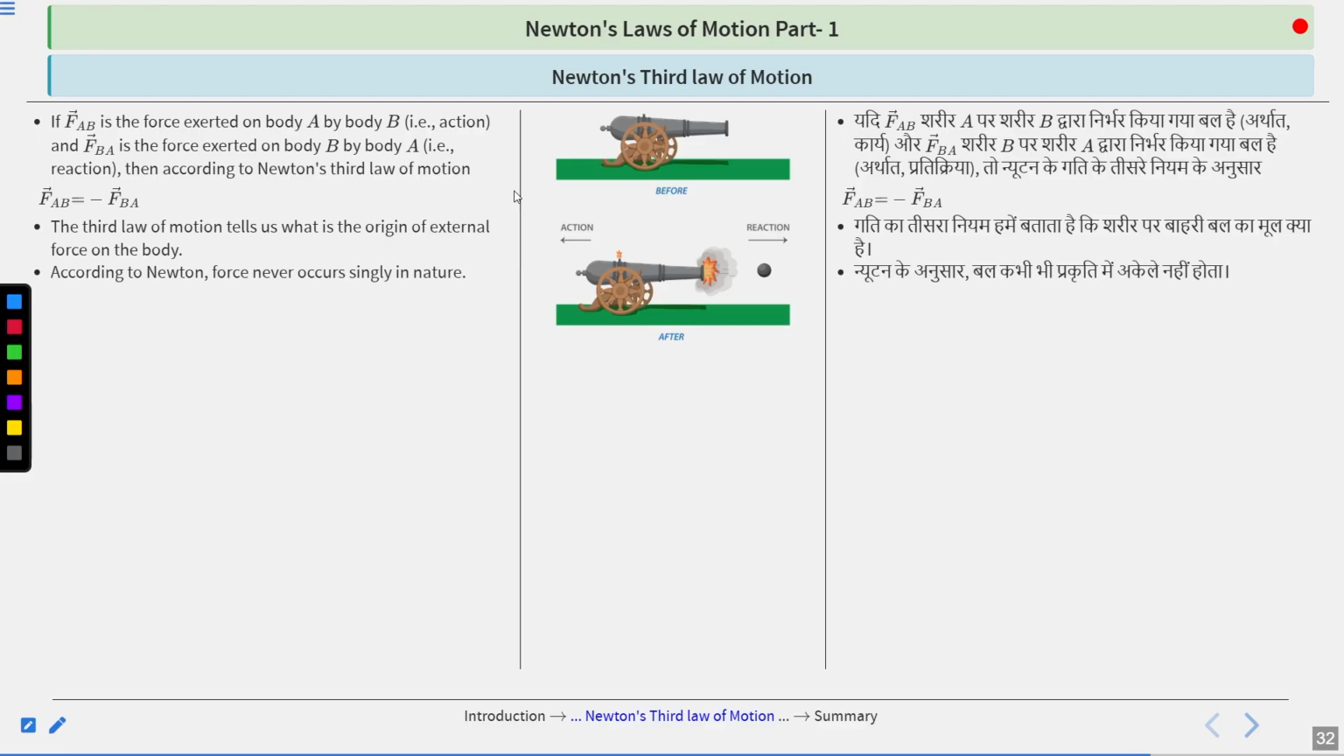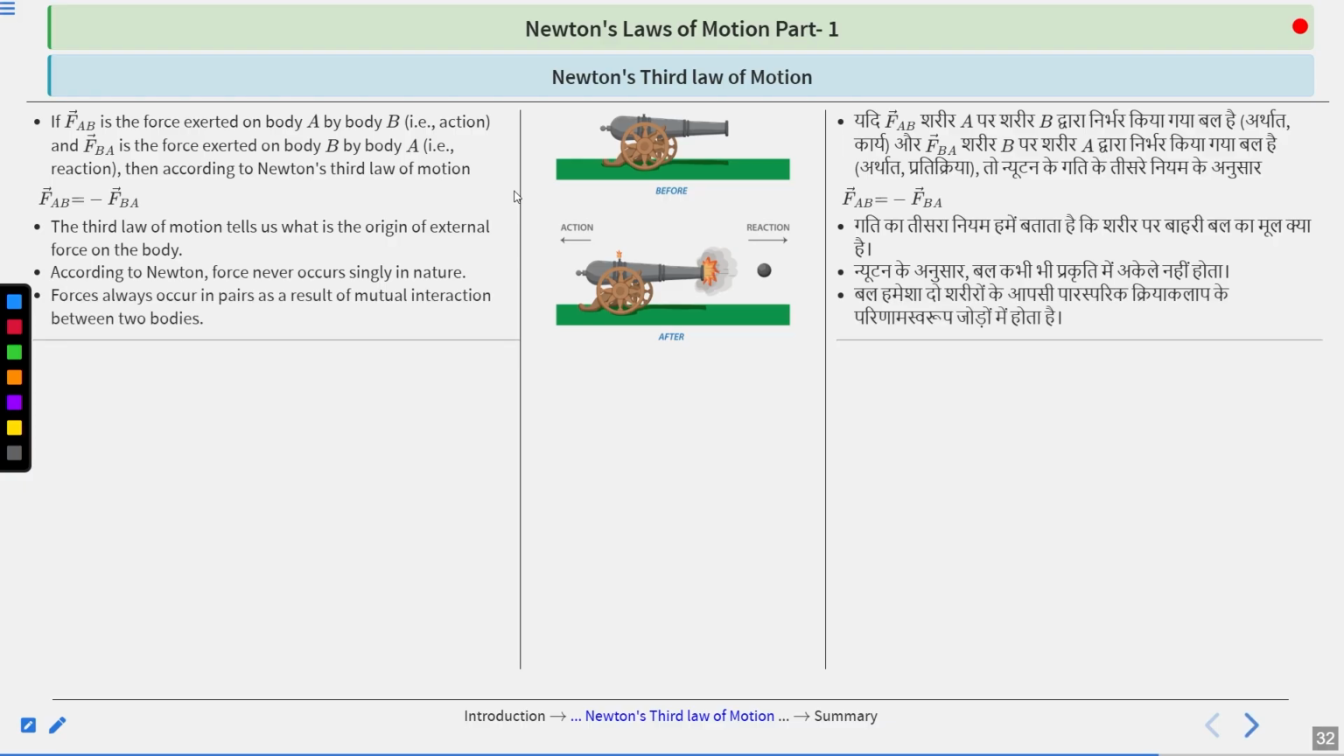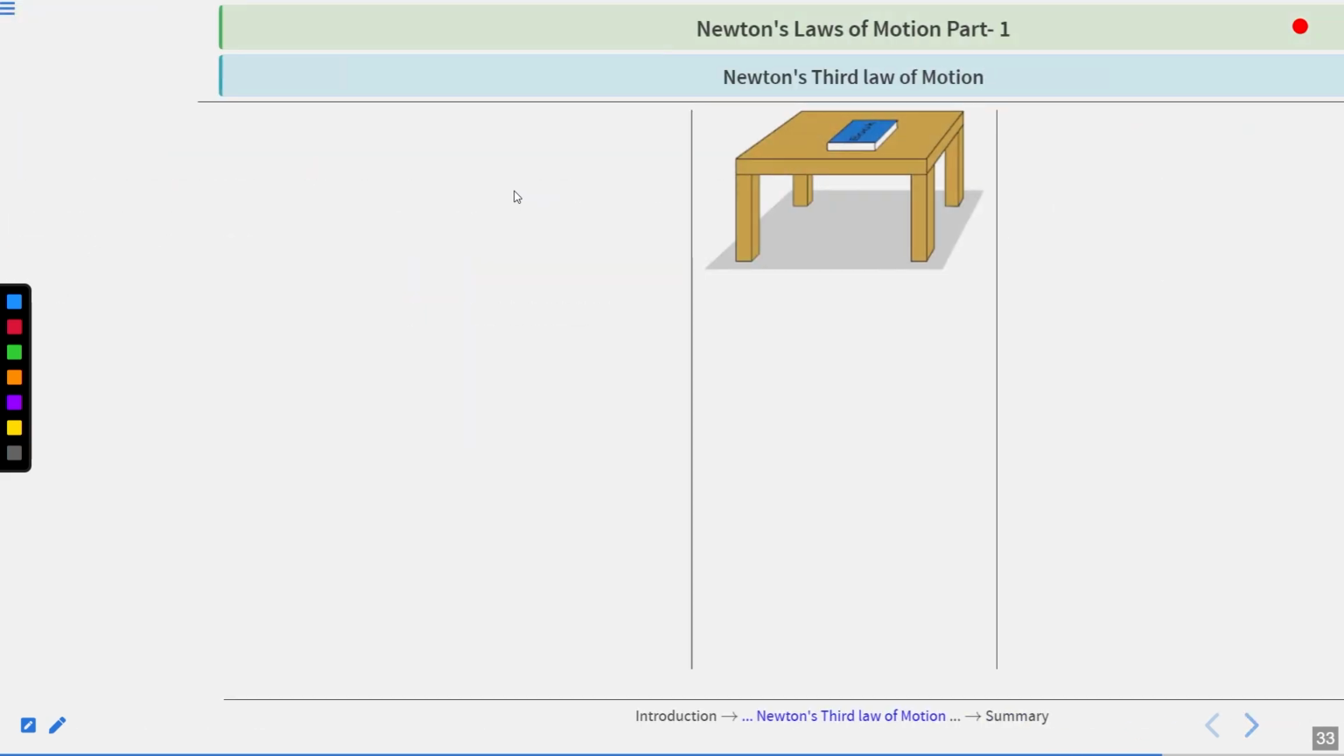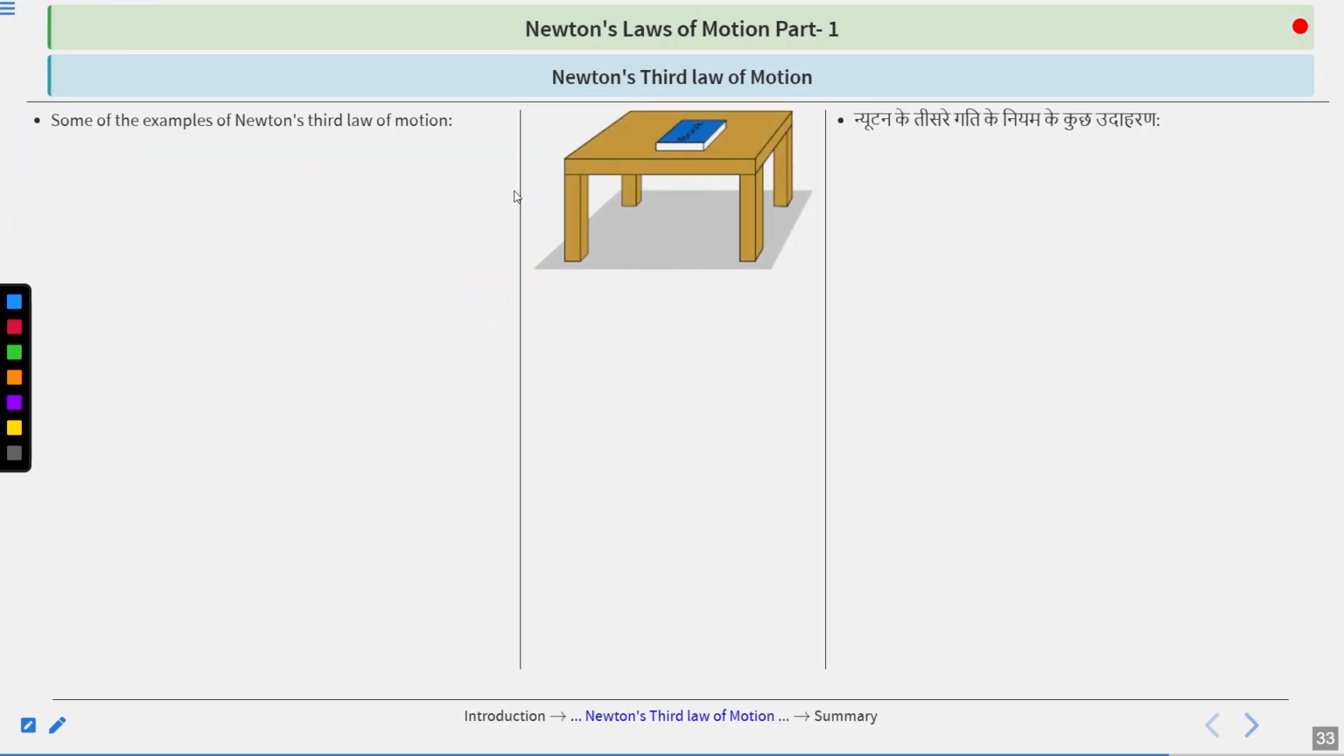The third law of motion tells us what is the origin of external force on the body. According to Newton, force never occurs singly in nature, it will be dual in nature. Force always occurs in pairs as a result of mutual interaction between two bodies. Some examples of Newton's third law of motion.